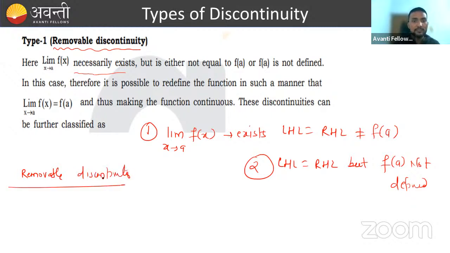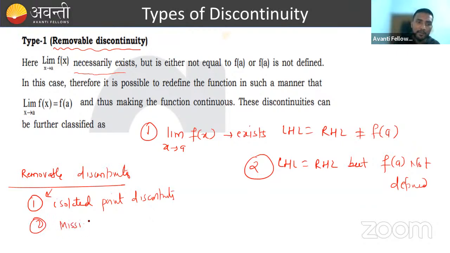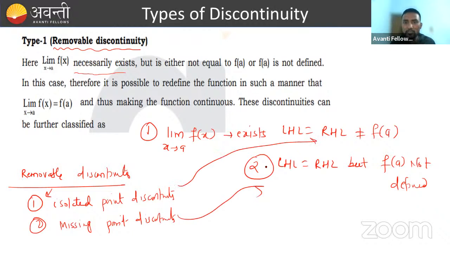There are two types of removable discontinuity. The first one is isolated point discontinuity, and the other one is missing point discontinuity. Two types. What is missing point? Missing point means the second one, and isolated point is the first one. Now you can see in this case, I will show you.